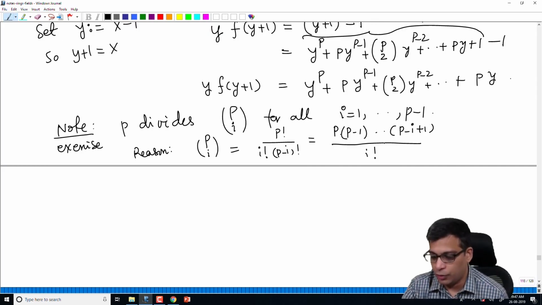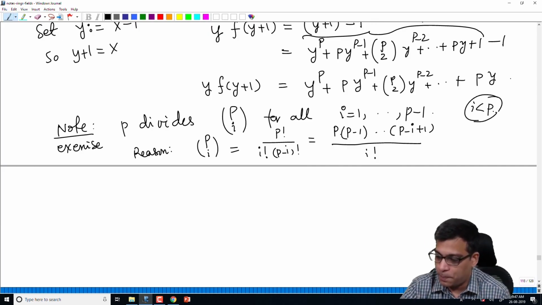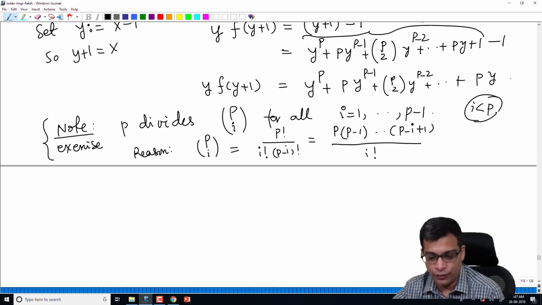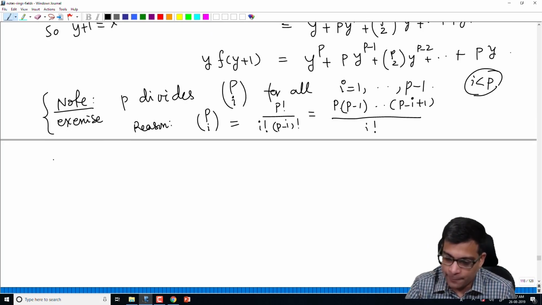So now if you look at this, i is strictly less than p. So p is not going to appear in the denominator, right? i factorial is 1 times 2 times 3 up to i. So p does not appear in the denominator, whereas p appears in the numerator. So that means p divides this. So this is a quick hint, but I will let you finish the argument and show that p divides p choose i for all i.